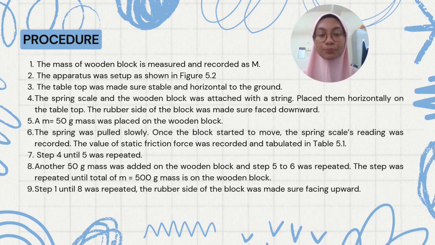Sixth, the spring scale was pulled slowly, and once the block started to move, the spring scale reading was recorded. The value of static friction force was recorded and tabulated in table 5.1. Seventh, steps 4 until 5 were repeated. Eighth, another 50 gram mass was added on the wooden block, and steps 5 to 6 were repeated. The step was repeated until a total of m equals to 500 gram mass is on the wooden block. Lastly, steps 1 until 8 were repeated, with the rubber side of the block facing upward.